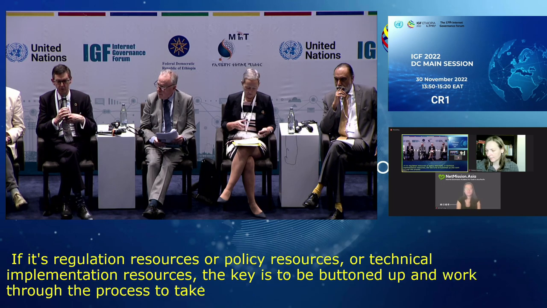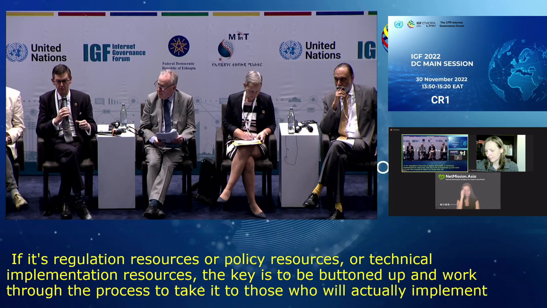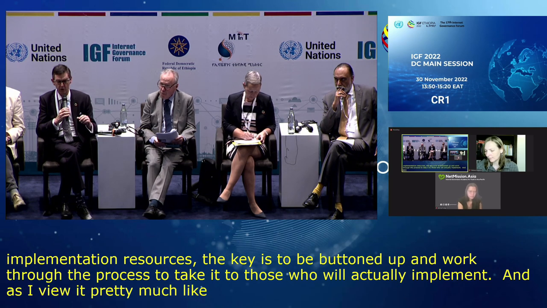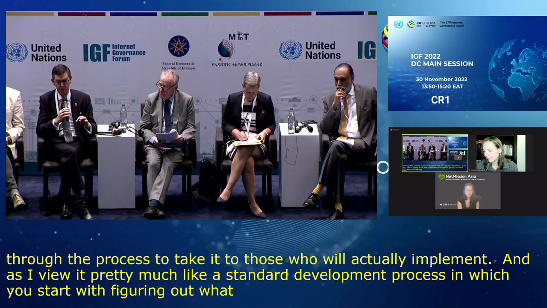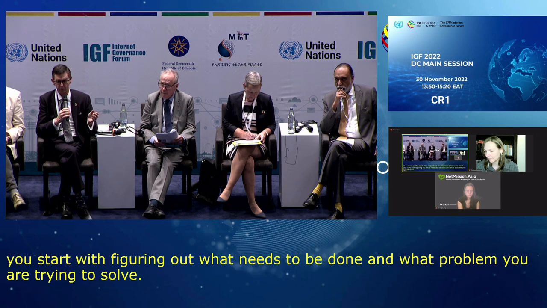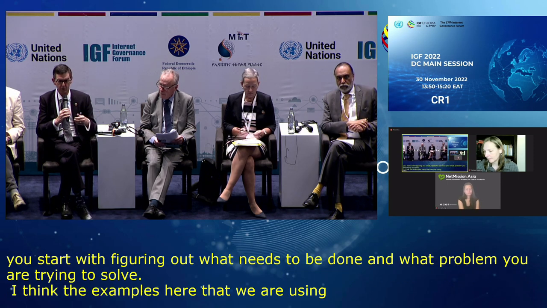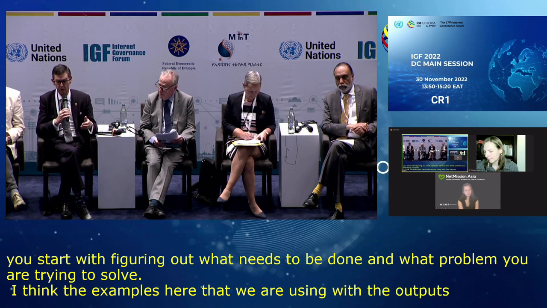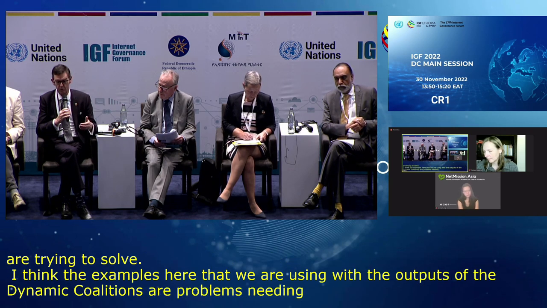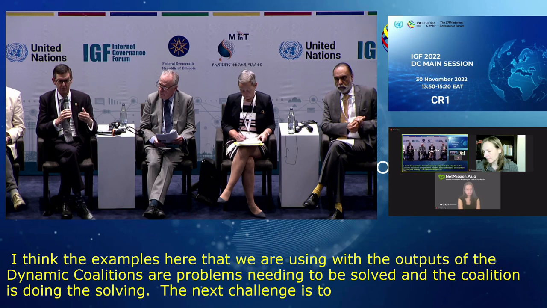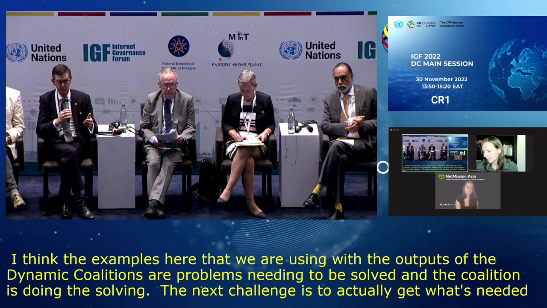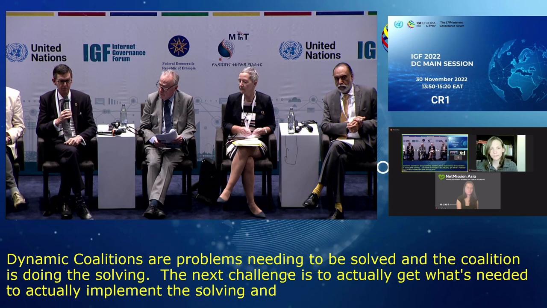I view it pretty much like a standards development process, in which you start with figuring out what needs to be done and what problem you're trying to solve. I think the examples here that we're using, the outputs of the dynamic coalitions, are problems needing to be solved, and the coalitions are doing the solving. The next challenge is to get what is needed to actually implement the solving and get it at scale.